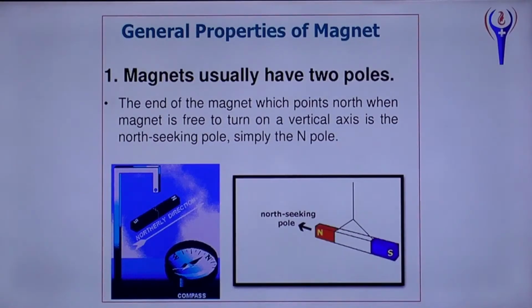Okay, some general properties of a magnet. First main property: magnets usually have 2 poles. That is, the end of the magnet which points north when the magnet is free to turn on a vertical axis is the north seeking pole, simply called the north pole.